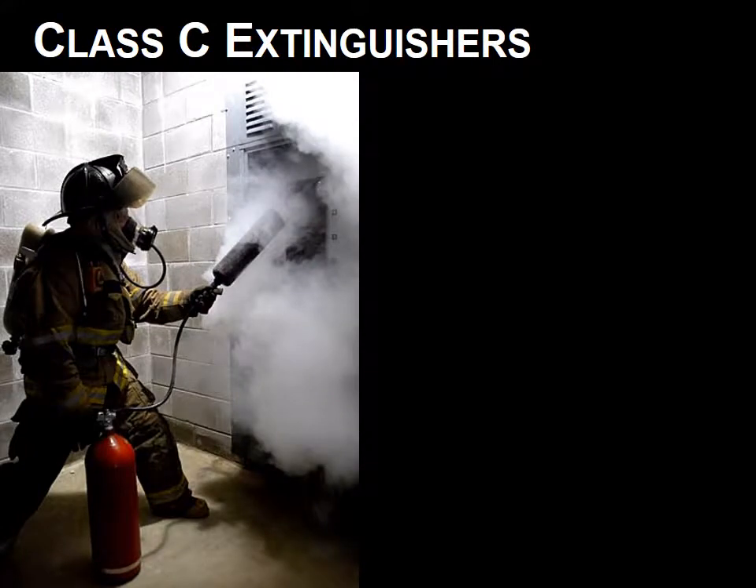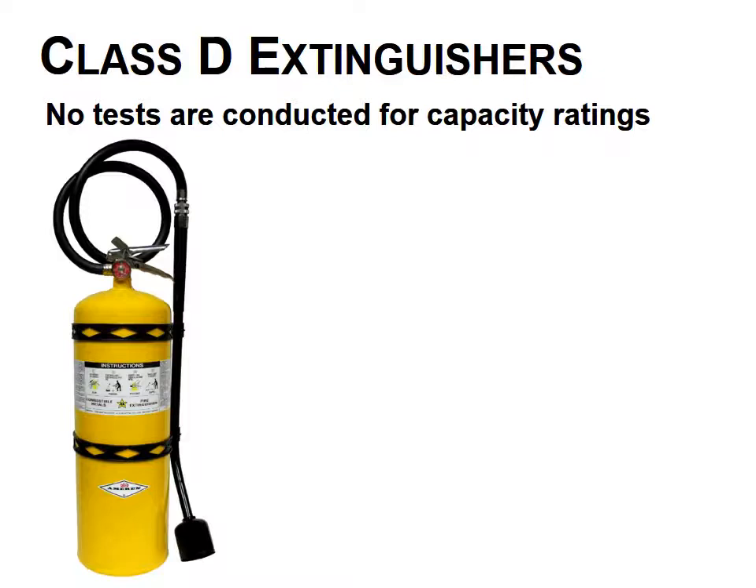Class C extinguishers: no tests are conducted for the capacity rating. The extinguishing agent is tested for electrical conductivity. Class D extinguishers: no tests are conducted for capacity ratings. Tests are conducted for specific metals for reactions between the metal and agent, toxicity of the agent, toxicity of any fumes produced, and time to allow the fire to self-extinguish versus time to extinguish the fire.